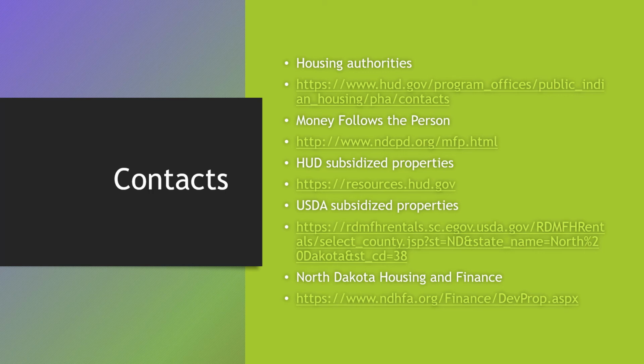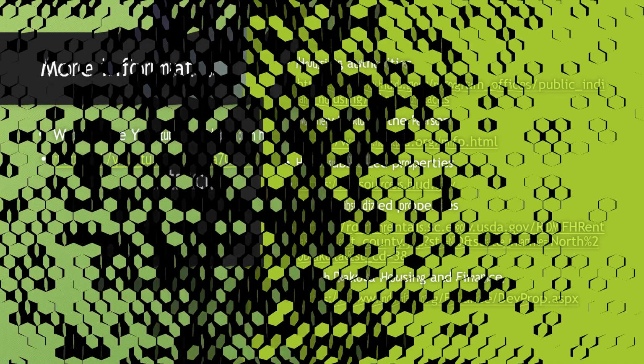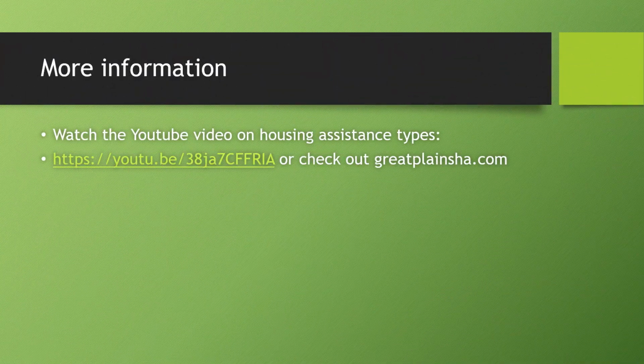Here are some contacts throughout the state of North Dakota. You can look at some housing authorities through HUD, Money Follows the Person, HUD subsidized properties, USDA subsidized properties, and North Dakota Housing and Finance. Information about how the different types of housing assistance work, including how income limits are looked at and the percentages.